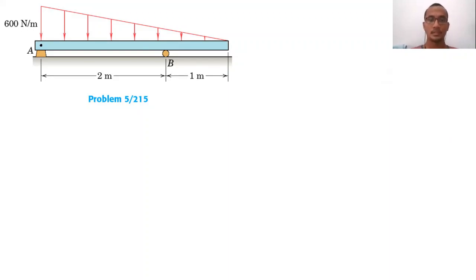The question here is to find out the internal moment and internal shear force distribution. That's the first one. And the second one is to find out the maximum internal moment and the location as well. So as usual, when we have this kind of problem, we're supposed to start with finding the reaction at A and at B, as usual.